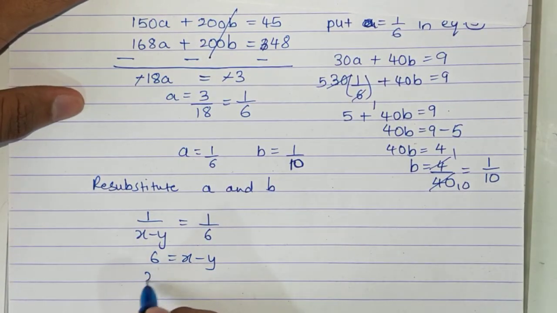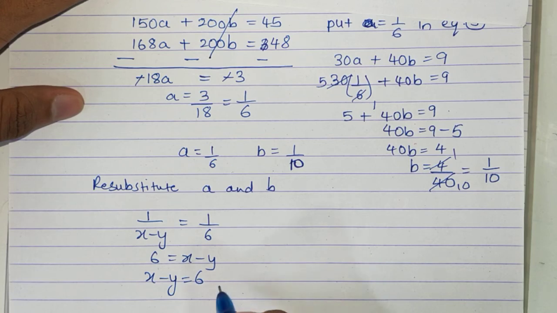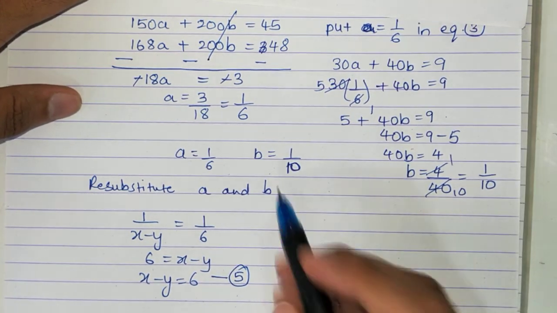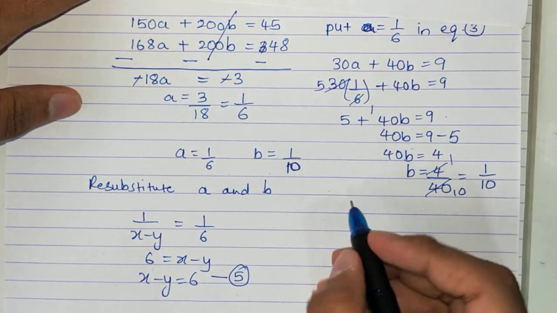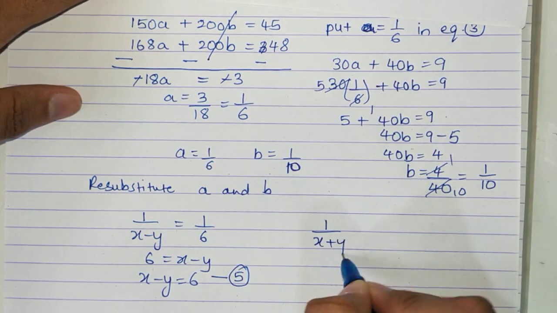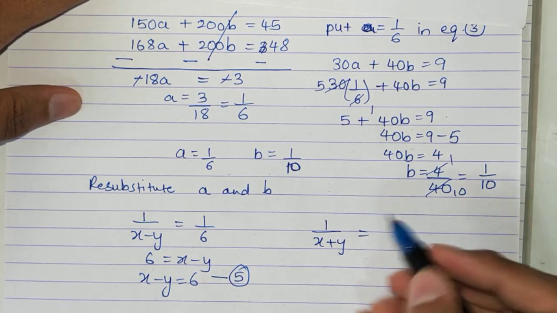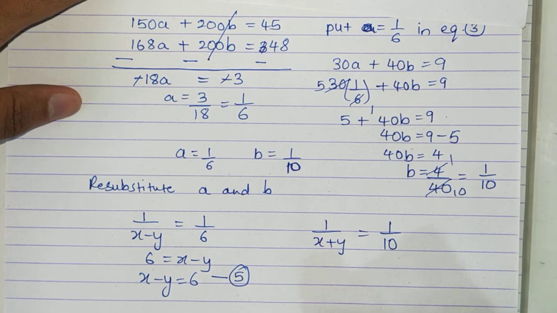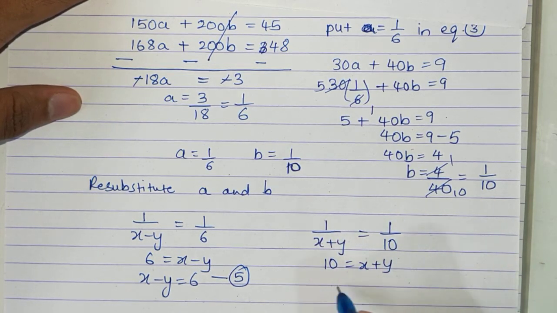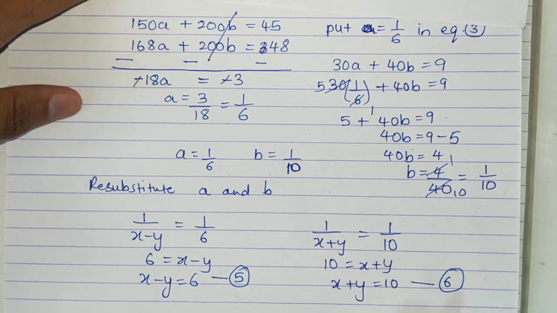Okay, इसको ऐसा भी लिख सकते हैं, x minus y is 6. Name this as equation 5. और b 1 upon 10 है. So b की वैल्यू क्या थी? b was 1 upon x plus y, तो b क्या है? 1 upon 10. Cross multiply. 10 is equal to x plus y. Just invert it. This is your equation 6.